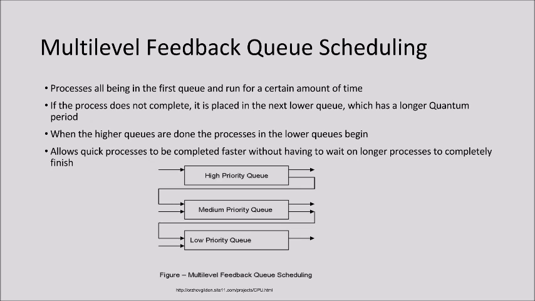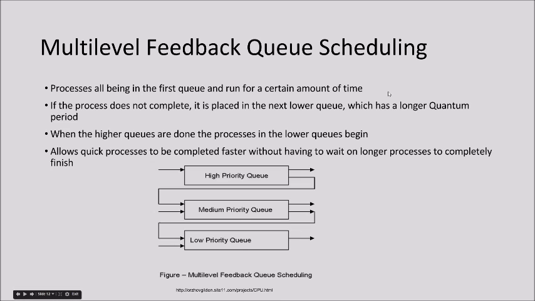Then when we are done with all our high priority queue stuff, we're going to check the medium priority queue. Everything in there is going to get 20 units of time. Then if it doesn't complete in that, it's going to go down to our low priority queue, which is going to say get 30 units of time. So you would use a round robin format with this also.